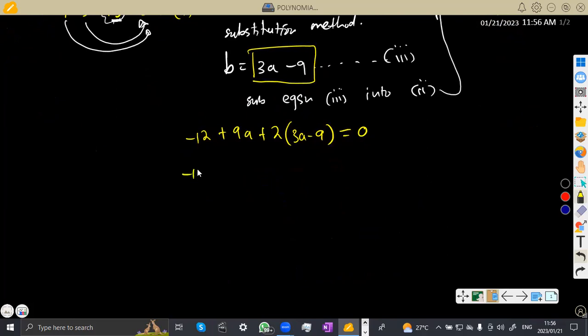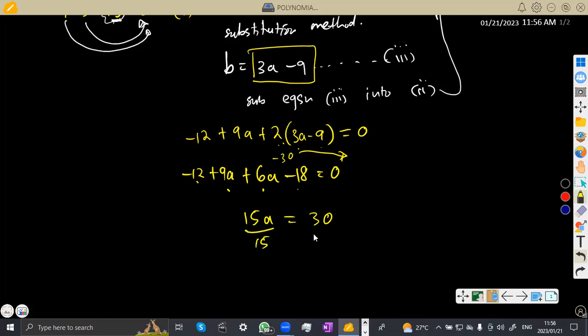Minus 12 plus 9a, 2 times 3, that's 6a. 2 times 9, that's negative 18, is equal to 0. So you can collect like terms. That's 15a, negative 12, negative 18, that's negative 30. Then we transpose to the other side of the equation, which is going to be positive 30, if I'm not mistaken. All right, so divide by 15 here. A is going to be equivalent to 2. So we have got the value of A, which is 2.